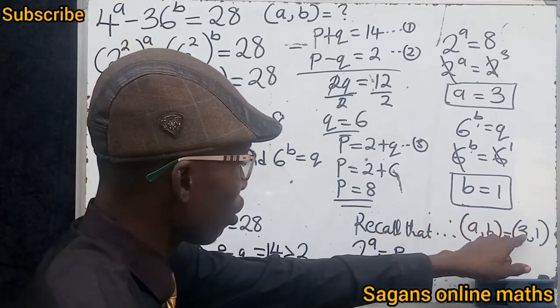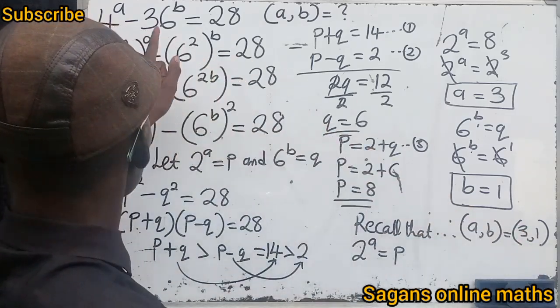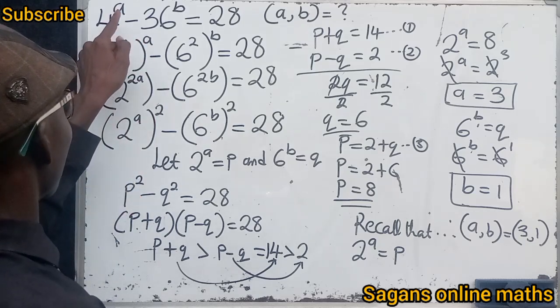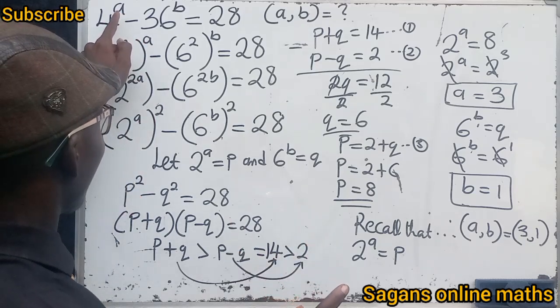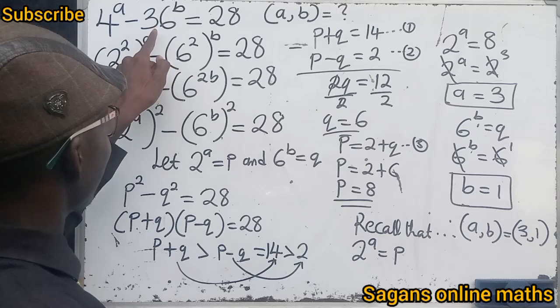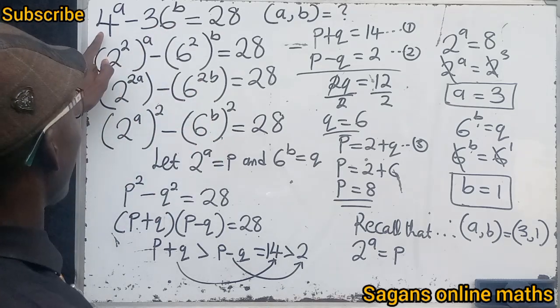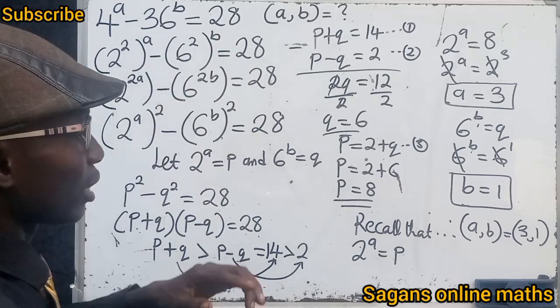That means if you substitute the values 3 and 1 in place of a and b, 4 raised to the power of 3 will give us 64, and 36 raised to the power of 1 is still 36. So now see that 64 minus 36 gives us 28.